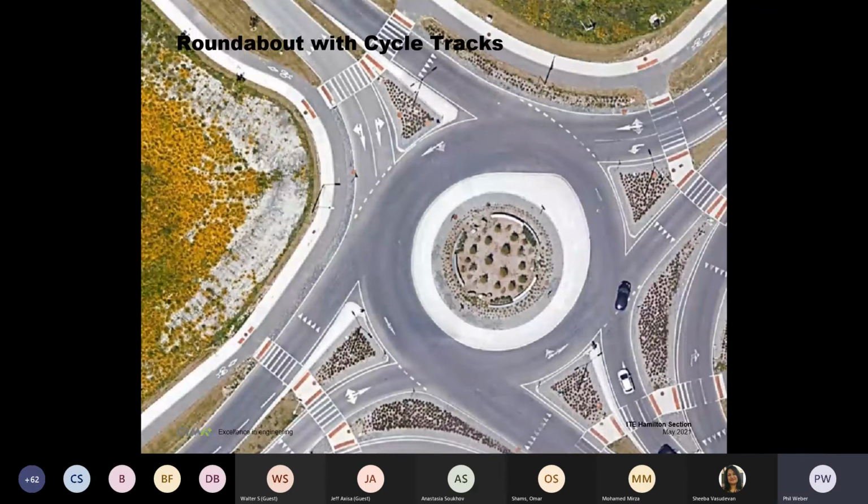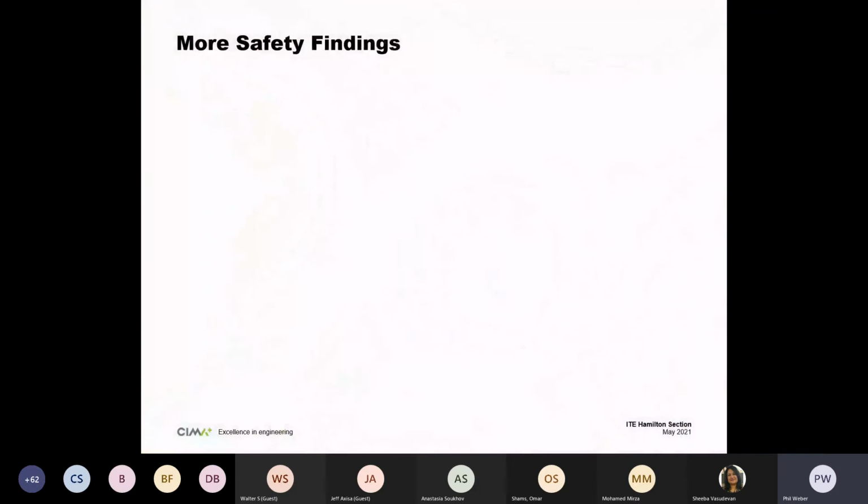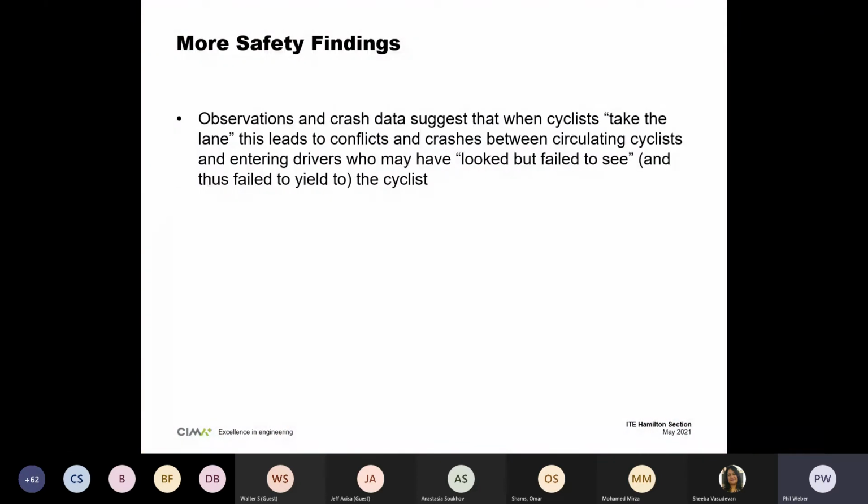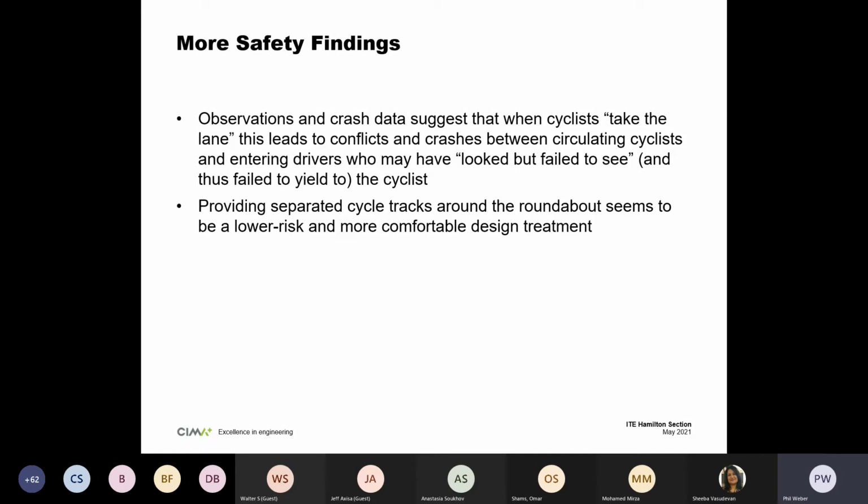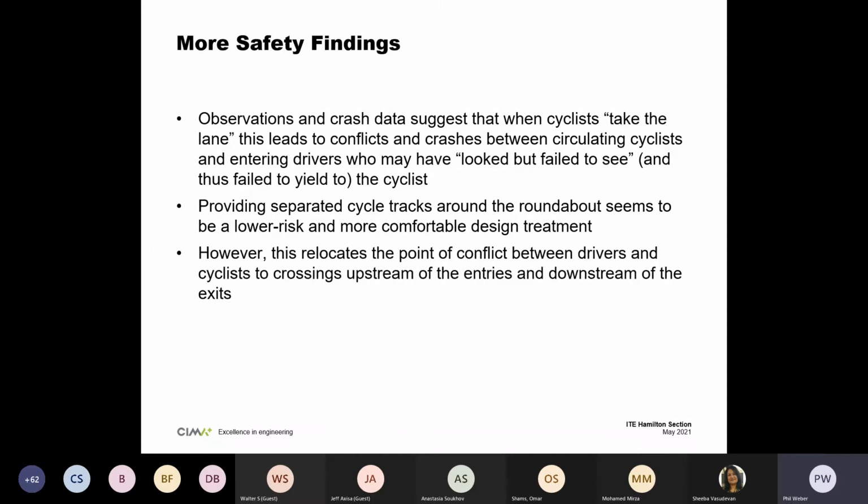Some more safety findings. Observations and crash data suggest that when cyclists take the lane, this can lead to conflicts and crashes between circulating cyclists and entering drivers who may have looked but failed to see, and thus failed to yield to the cyclist. Providing separated cycle tracks around the roundabout seems to be a lower risk and more comfortable design treatment. So this seems to be the way to go if you're able to do it.